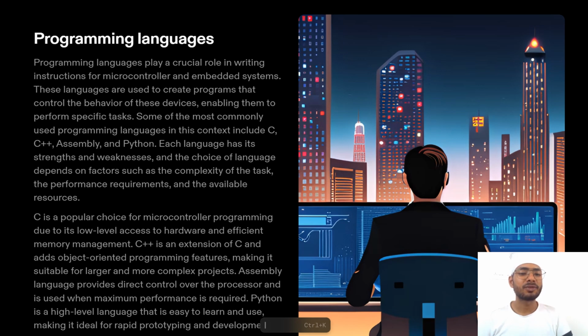C is the most common choice for microcontroller programming due to its low-level access to hardware and efficient memory use. C++ is an extension of C and adds object-oriented programming features, making it suitable for larger and more complex projects. Assembly language provides direct control over the processor and is used when maximum performance is required. Python is a high-level language that is easy to learn and use, making it ideal for rapid prototyping and development.